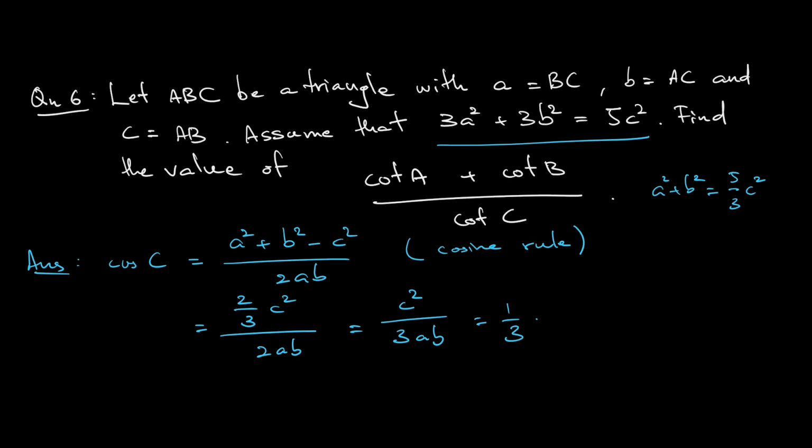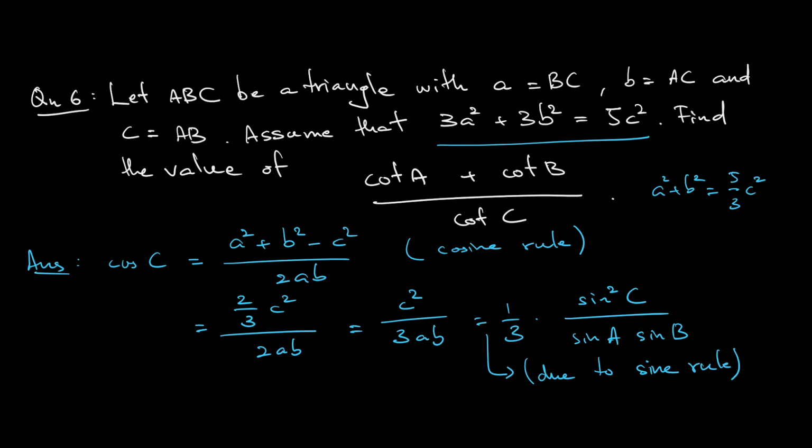Using the sine rule, the ratio will be the same, right? So c will be facing angle C, so that will be sine squared of angle C. a will be sine of angle A, and b will be facing angle B, so it's sine B. So this equality is basically due to the sine rule.